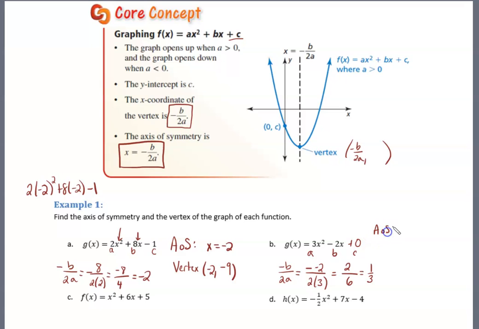So our axis of symmetry is the vertical line x equals 1/3, and our vertex has 1/3 for the x value. Now to find your y value, we need to plug it into a calculator. 3 times 1/3 squared minus 2 times 1/3. And so I get negative 1/3. And that is our vertex.